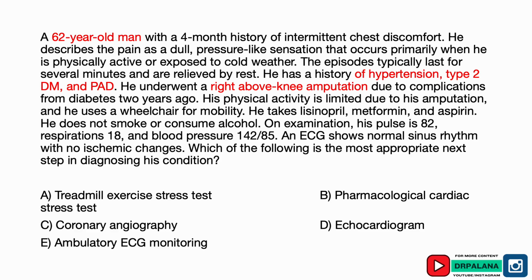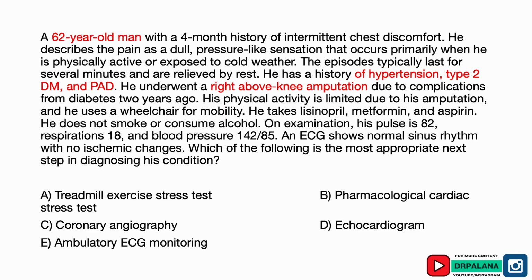He takes lisinopril, metformin, and aspirin. He does not smoke or consume alcohol. On exam, his pulse is 82, respirations 18, with a blood pressure of 142 over 85. An ECG shows normal sinus rhythm with no ischemic changes. Which of the following is the most appropriate next step in diagnosing his condition?